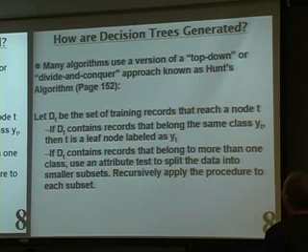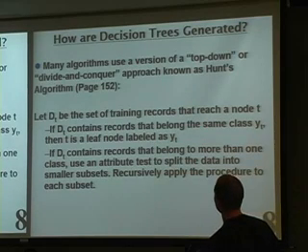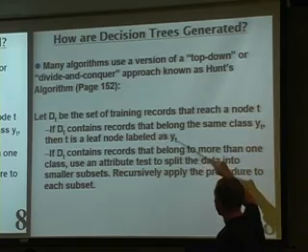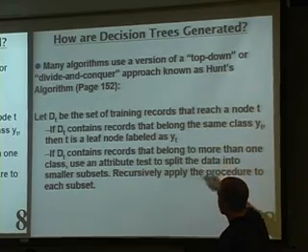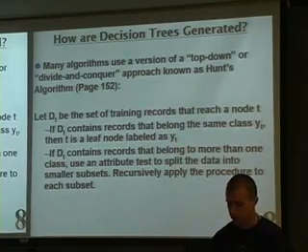Most algorithms that grow decision trees use a top-down approach. You start off with the data in any node, and if all of those belong to the same class, that's a terminal node, and you stop. If they belong to different classes, then you continue to split. So you start at the top, and then you keep splitting as you go down.